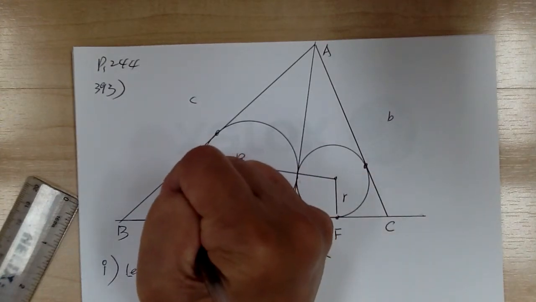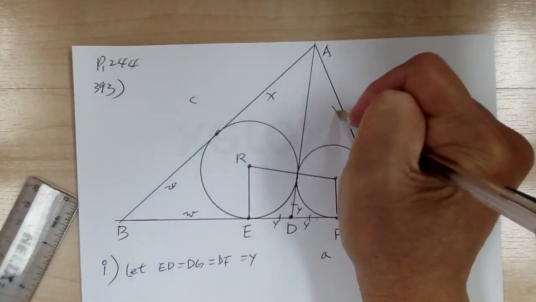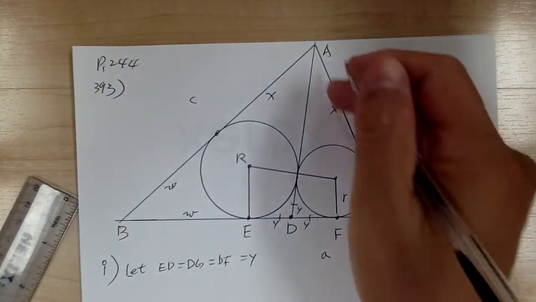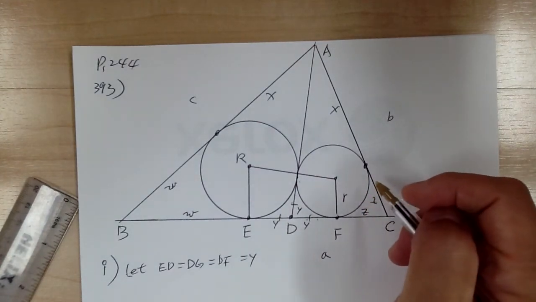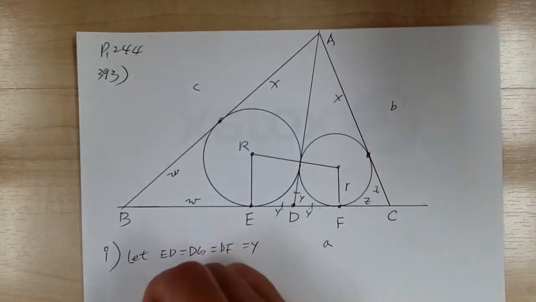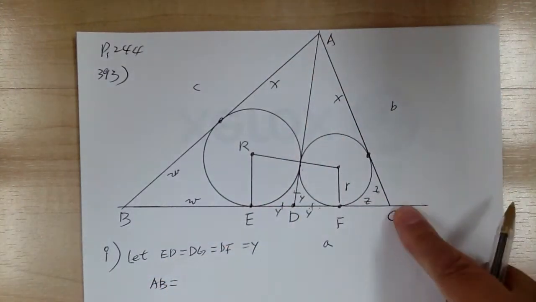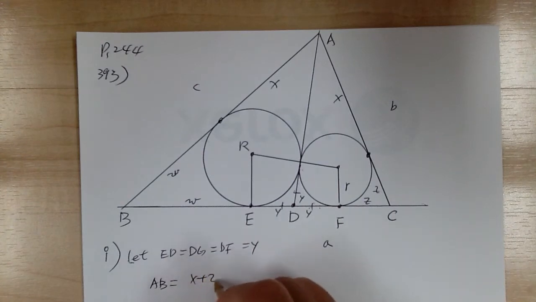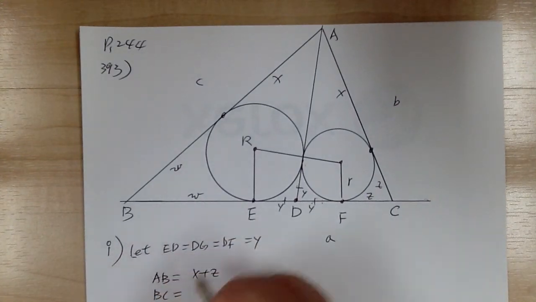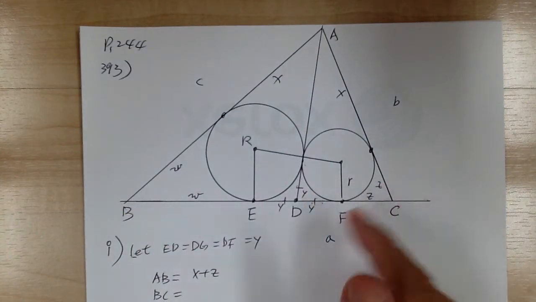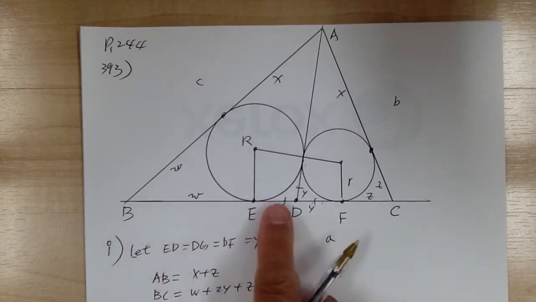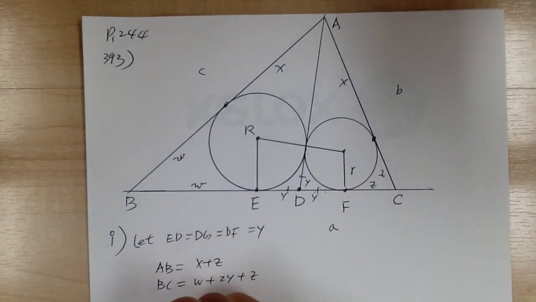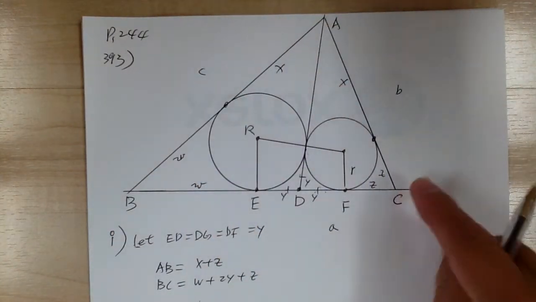Call this W. Call this X. So it's easier to do the calculation. These are common tangents, and call this Z. Okay. So you have AB. So AB is equal to X plus Z, and BC will equal W plus 2Y plus Z. So W plus 2Y plus Z. And AC is equal to X plus Z.